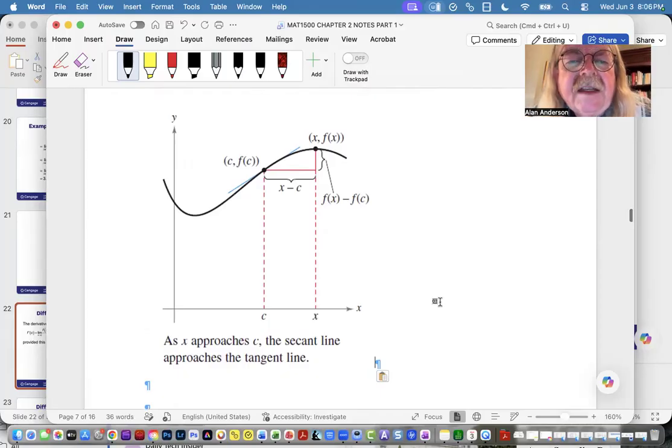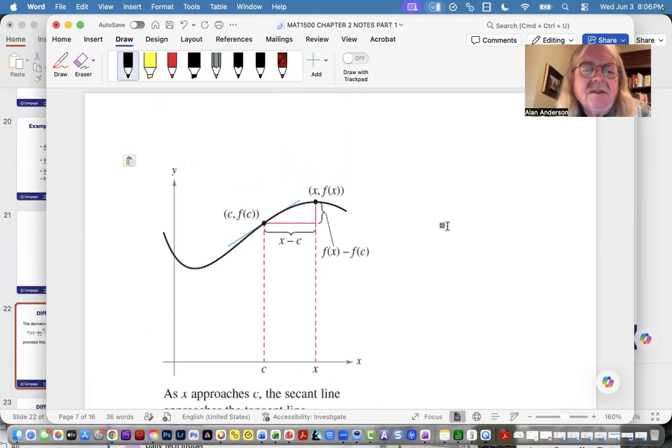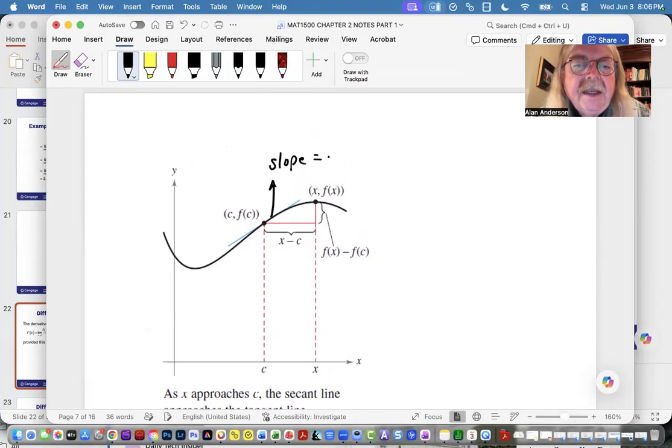So what we're seeing here is a function, whatever it is. And just like before, what we're interested in now is the slope of this tangent at this point. And what you're seeing here would be the slope of this tangent line, which is the derivative evaluated at C. Okay.